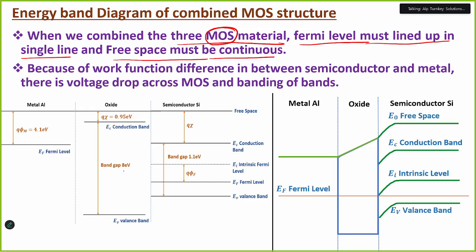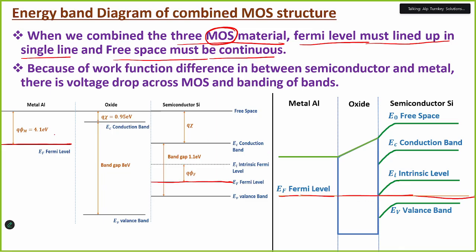So here what I am doing is combining this Fermi level, and here some Fermi level will be there for the oxide, and here this Fermi level. I'm just combining these Fermi levels. So what happens here? This is the total Fermi level.